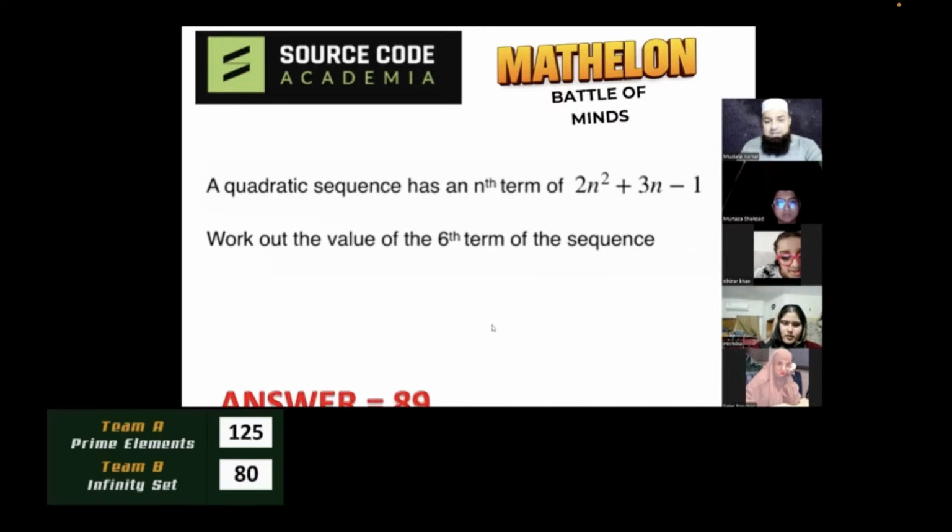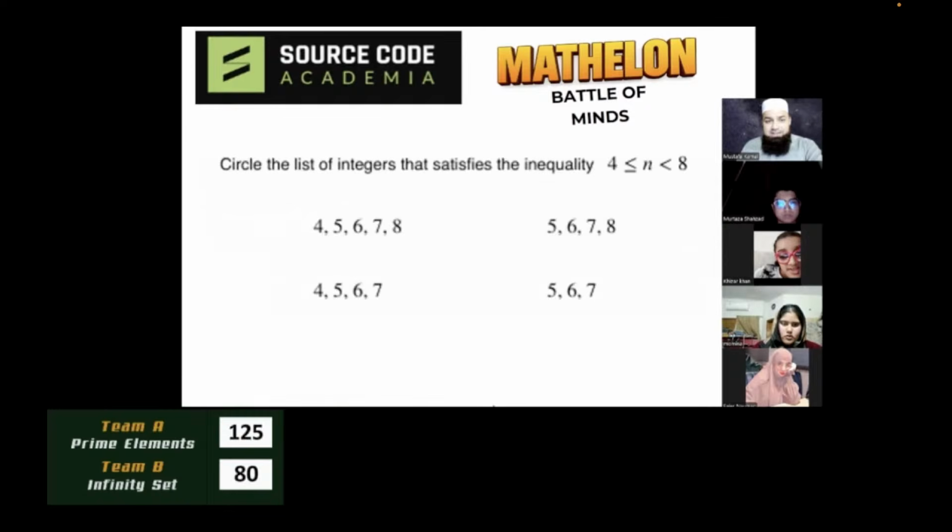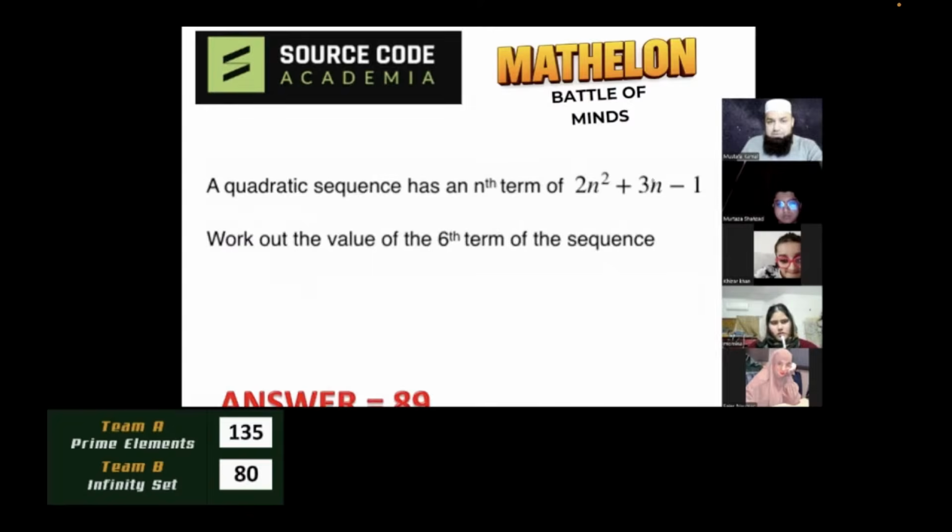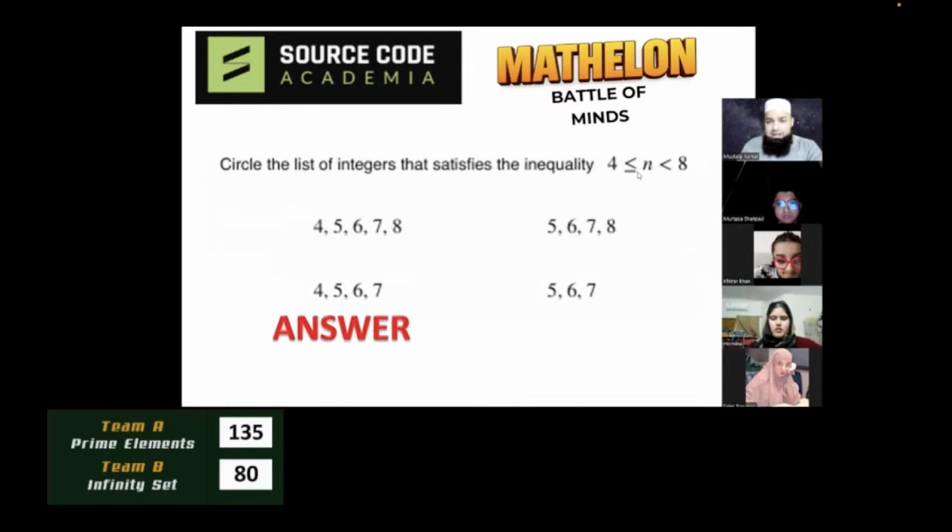On to the next question that is in front of your screen now. Circle the list of integers that satisfy the inequality for n lies between 4 and 8. Team A, Momina: the C one. 4, 5, 6, 7 is the correct answer. So n is greater than or equal to 4, so the first one is 4, then 5, 6, 7. These are the correct answers.